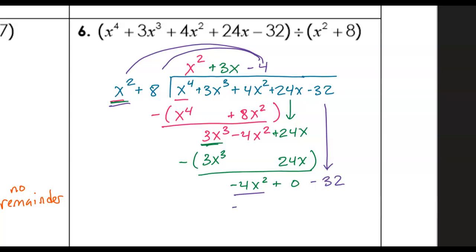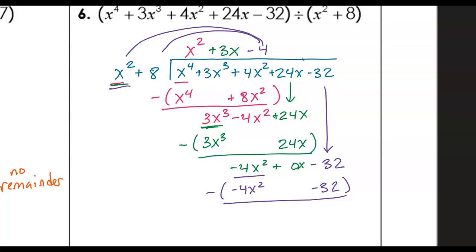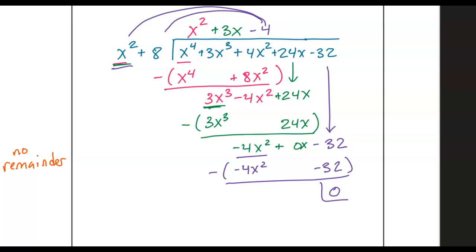Negative 4 times x squared is negative 4x squared. They should match, and they do. And negative 4 times 8 is negative 32. This is the x term. I guess I should have put this. I'm going to line it up with my constant. And I subtract everything. Negative 4x squared minus negative 4x squared is actually plus 4x squared, so it cancels. And negative 32 minus negative 32 is actually plus 32. It also cancels, leaving us with no remainder.